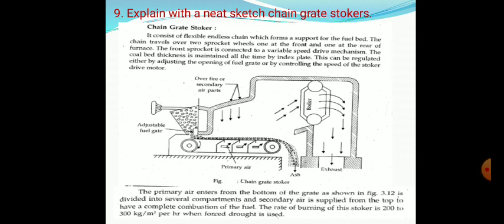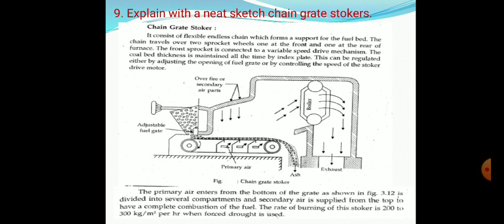So this is the diagram of the chain grate stoker. So here adjustable fuel gate, open over fire or secondary air ports, primary air, ash, exhaust, boiler are present as shown in the figure. The primary air enters from the bottom of the grate as shown in the figure.